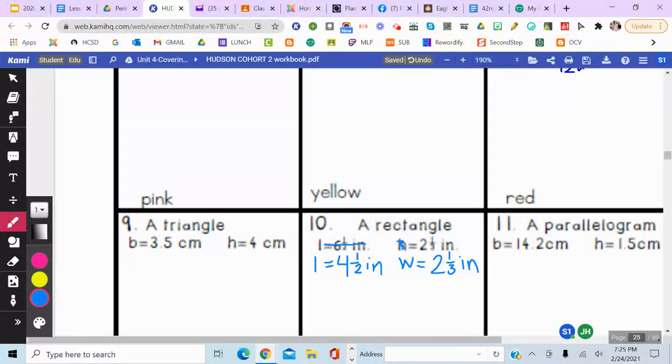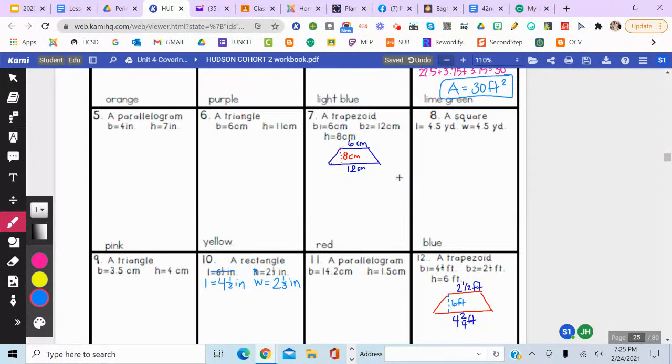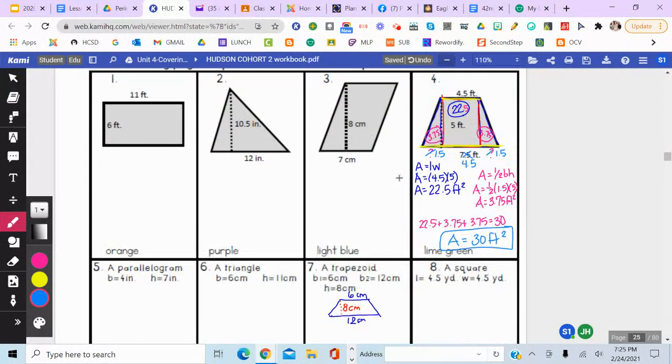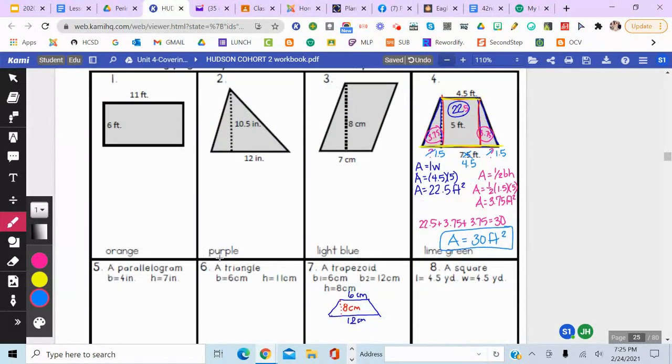Okay, so again, please make sure that you're writing down those formulas. I'm going to say that it's incomplete if you don't have a formula, plug in, and answer with units. I don't want to have to send it back. So please do as I am asking you to, and use the notes and formulas in your workbook if you need to.